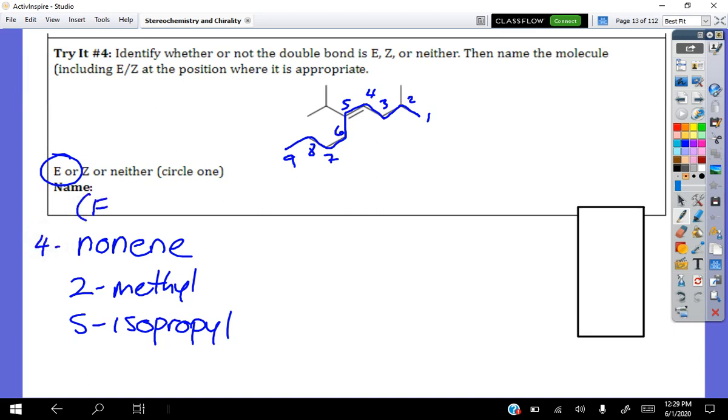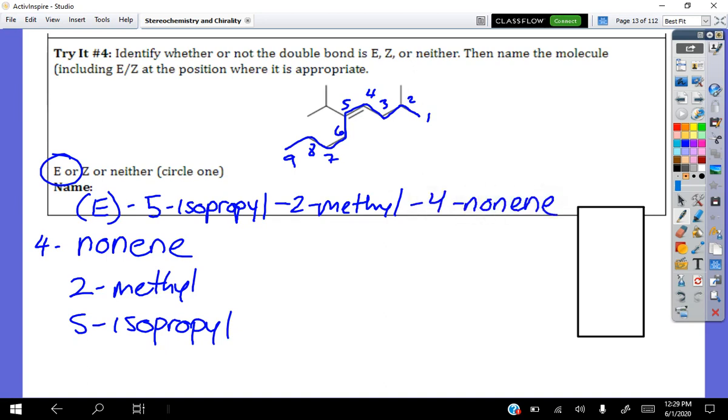So in parentheses, we say E, and then we go alphabetical order, 5 isopropyl, 2 methyl, 4 non-ene. And that is our final answer.